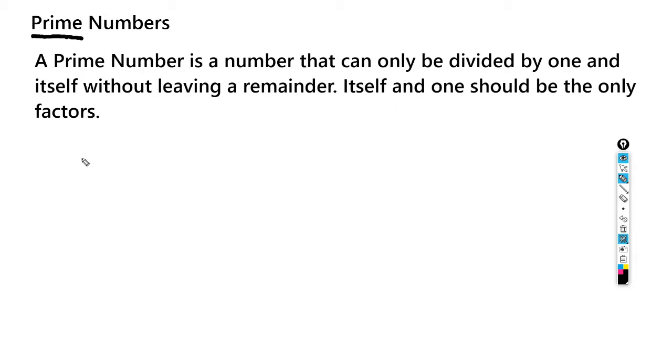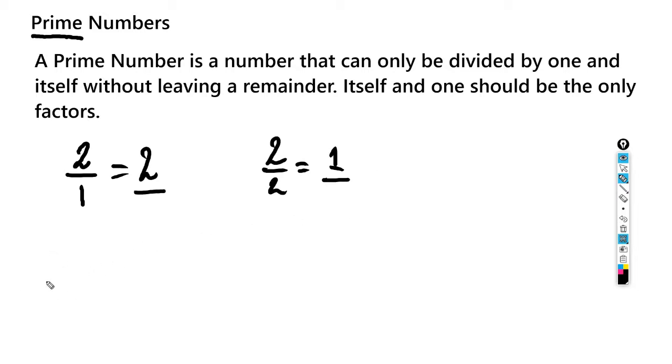Let's start off with the first prime number, which is 2. 2 can only be divided by 1, which gives you 2, and 2 divided by 2 gives you 1. There are no other numbers that can divide 2 and give you a whole number with no remainder. So 2 is a prime number. Let's have a set P, which would be the set of prime numbers, and we start with 2, the first prime number.